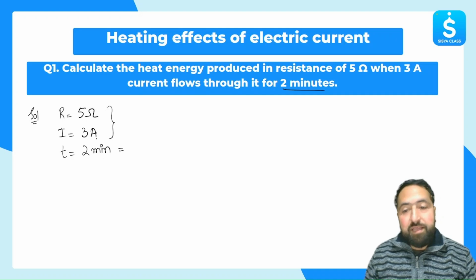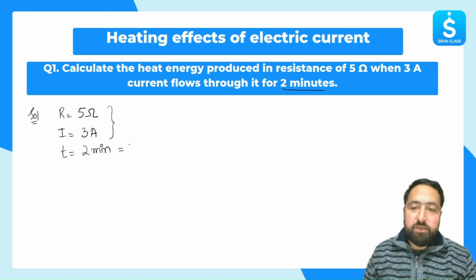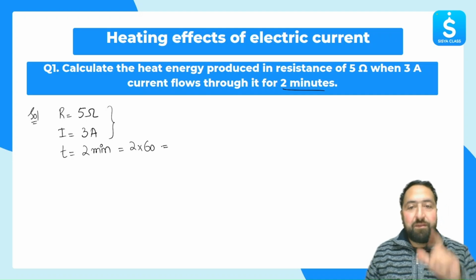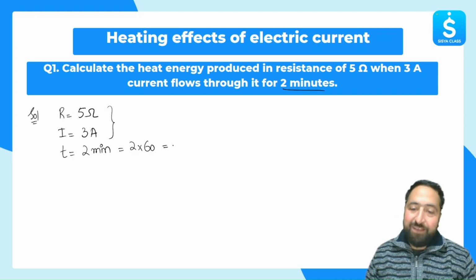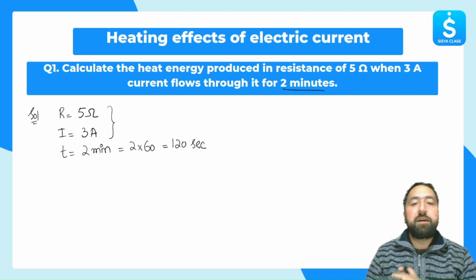You convert these minutes into seconds. It's very easy. Multiply it by 60. So 1 minute equals 60 seconds. 2 minutes will be equal to what? Yes, exactly. 120 seconds. Done?